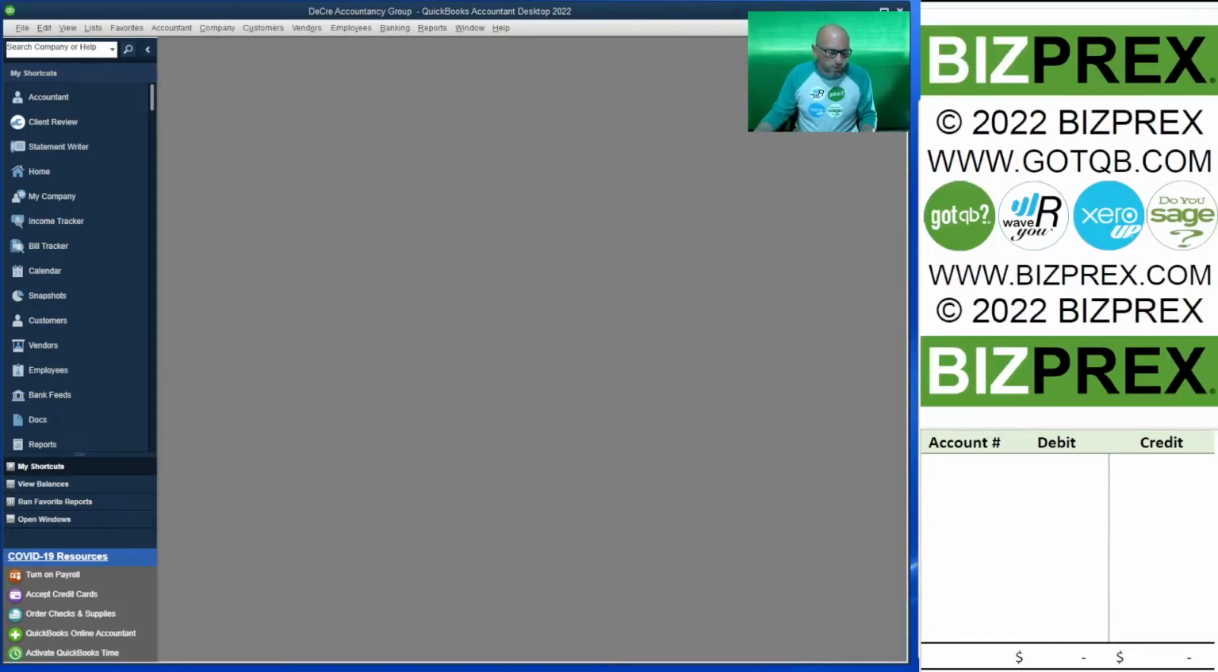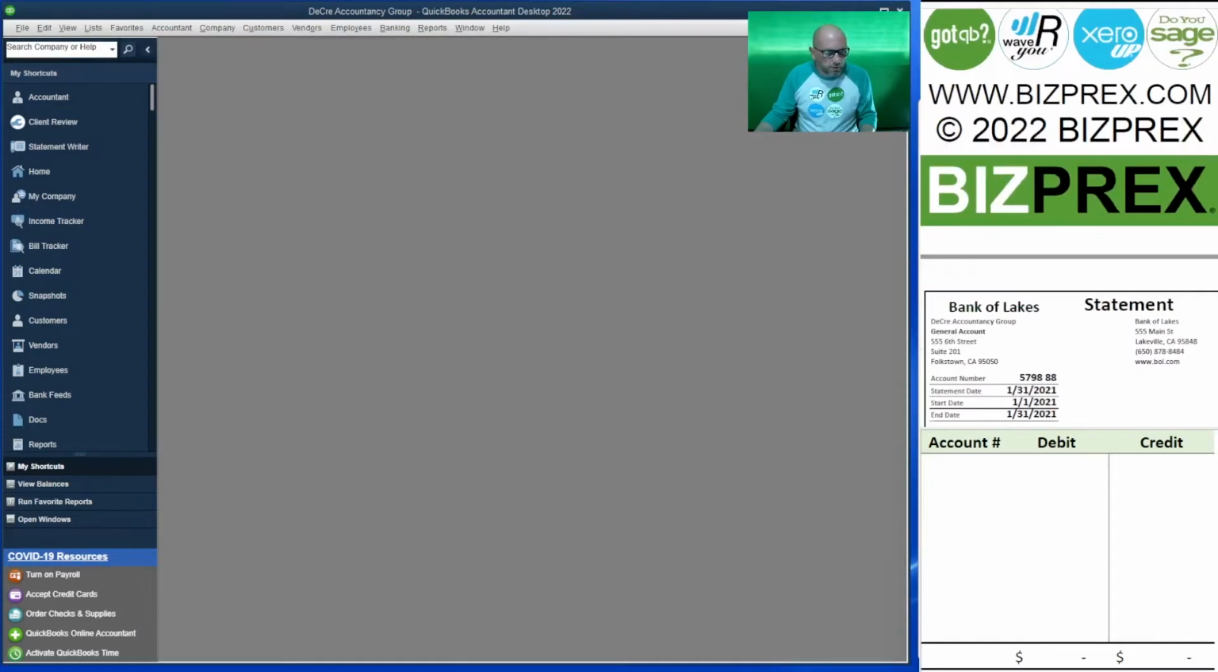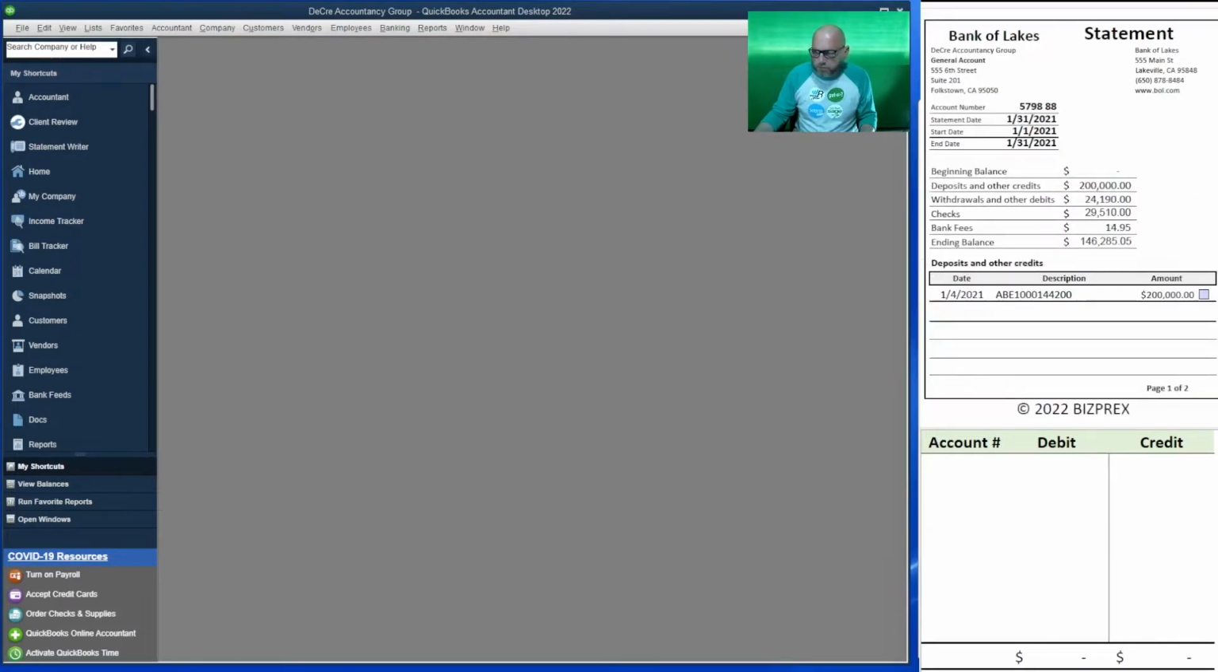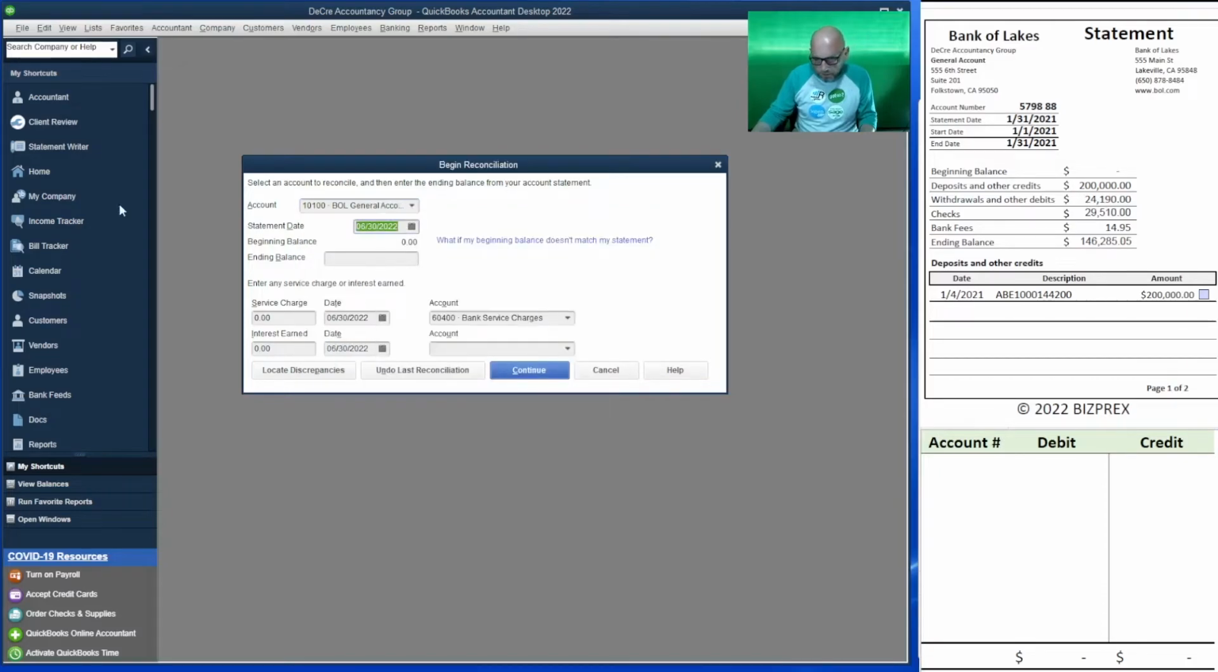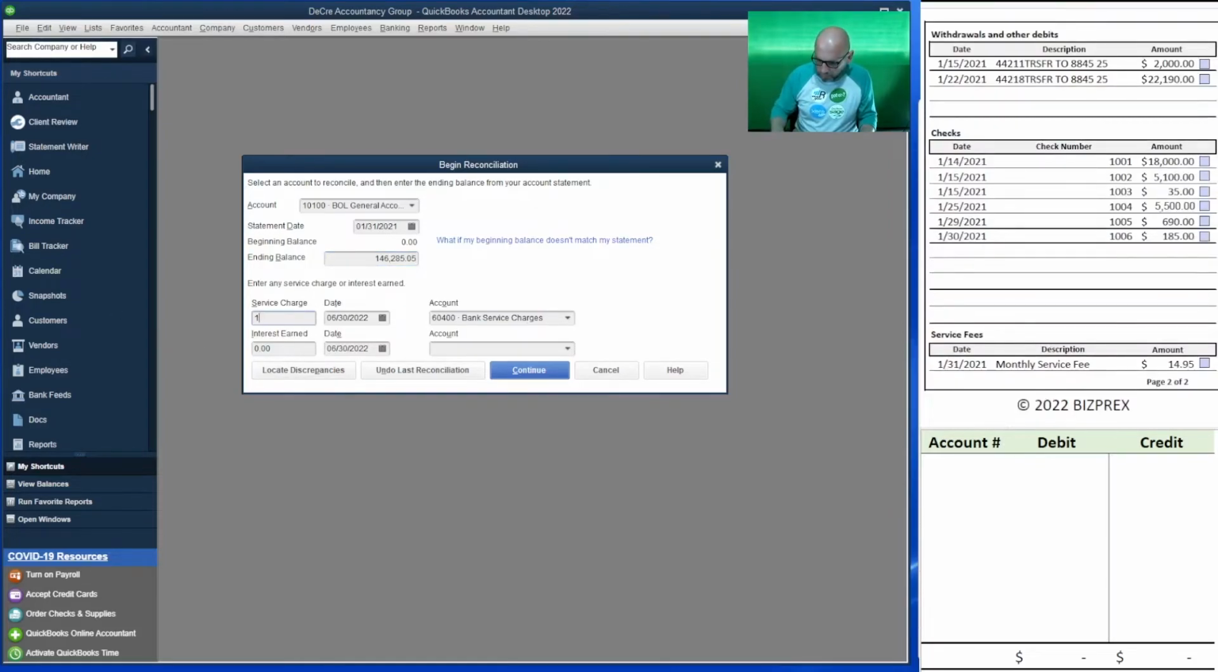We have one more reconciliation, and that's the reconciliation of our general account. Let's go ahead and do that real quick for January. So again, reconcile. We're going to make sure that the general account is selected. We have to make sure the date is changed. All right, ending balance 146,285.05. All right, service fees. Do we have any? Yes, 14.95. Let's make sure we adjust the date on that one.